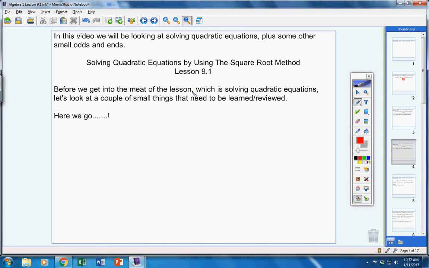Okay? So, let's review for a second. Make sure you know how to find the square root of a number. Secondly, understand that some square roots will have a positive sign here, some square roots will have a negative sign here, and some will have both. Understand that. Understand you cannot take the square root of a negative number. The square root of a negative number is no solution.